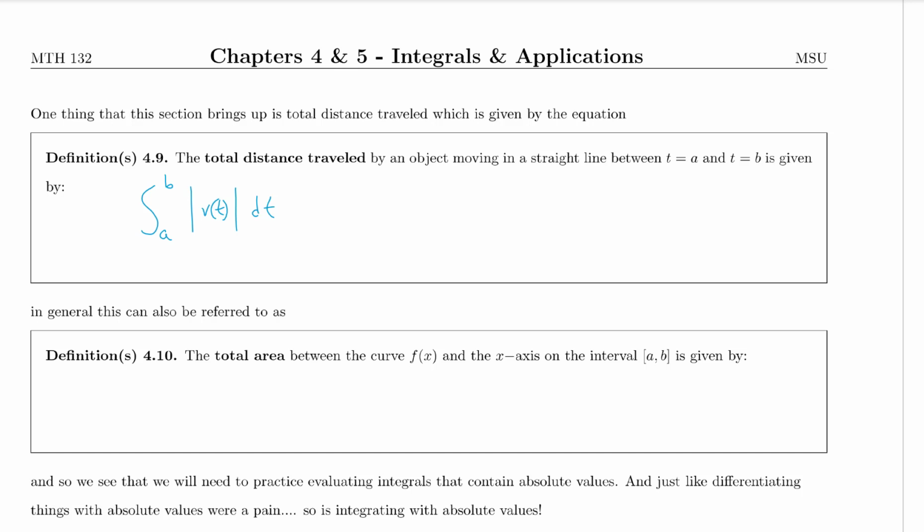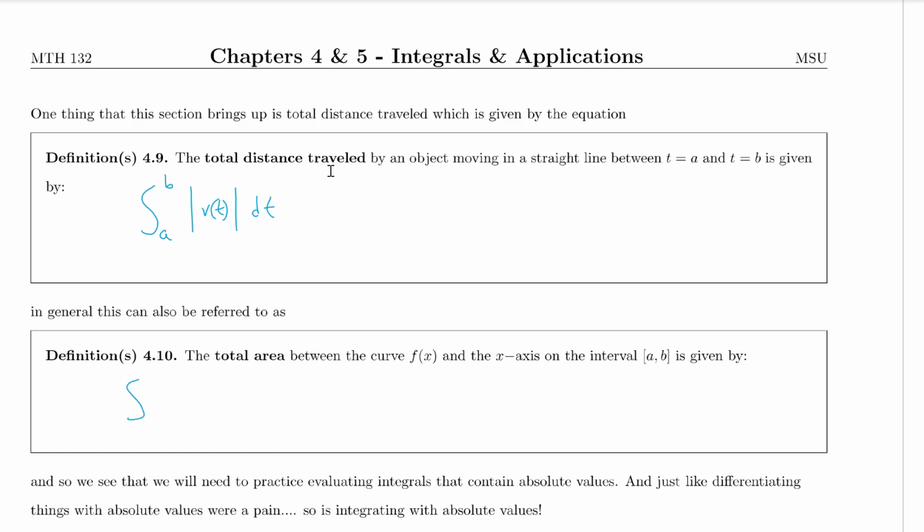And notice that's a little bit different than just finding the integral from b to a of the velocity, because then when we have positive velocity, we're adding to the distance, and when we have negative velocity, we're subtracting from the distance. But when we're integrating the absolute value, we're always adding to the distance, and that's how we're going to get the total distance traveled.